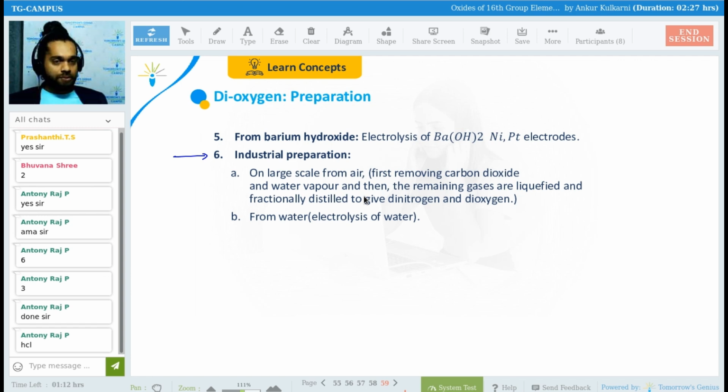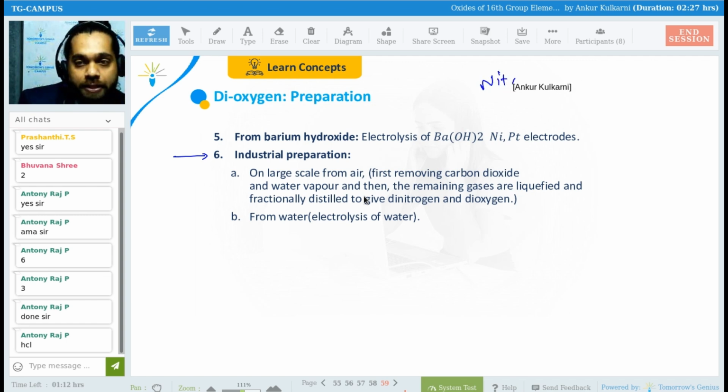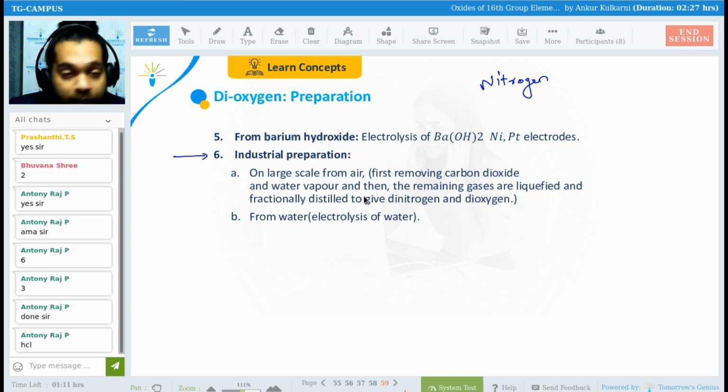Carbon dioxide, is it so? No, it is nitrogen, more than 70%. Okay, so in our atmosphere we have various gases: nitrogen, oxygen, carbon dioxide. So what we do is fractional distillation. By using fractional distillation, we liquefy the air and we separate the oxygen.